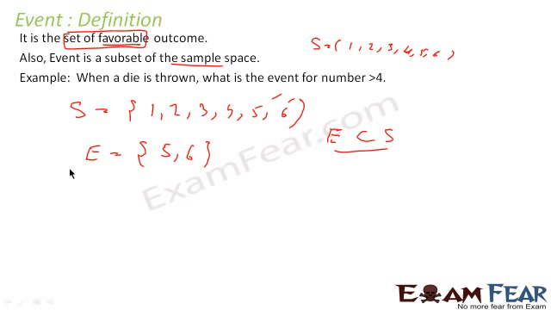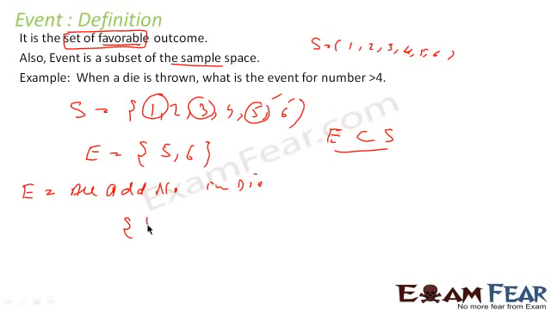Also, let's take one more event. When we say the event is equal to all odd numbers in a die, all odd numbers, if you see, are 1, 3, 5. So this will be 1, 3, 5. Let's call this event 2. So an event is nothing but a subset of the set, plus it should follow a favorable outcome. In one case, the outcome was greater than 4. In the other case, the outcome is all odd numbers.